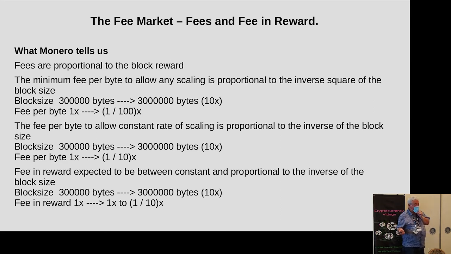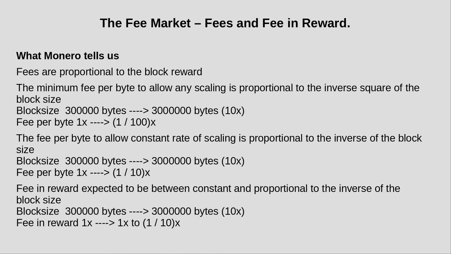Now, the fee and reward is a really interesting metric, because the fee and reward tells you: are you really replacing the block reward with transaction fees? And what this tells you is that the fee reward in Monero is going to fall as you increase the block size, somewhere between the inverse of the block size and the inverse square of the block size. So fees are going to keep falling.